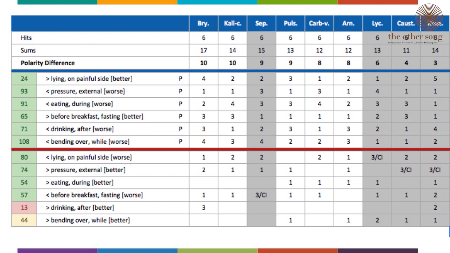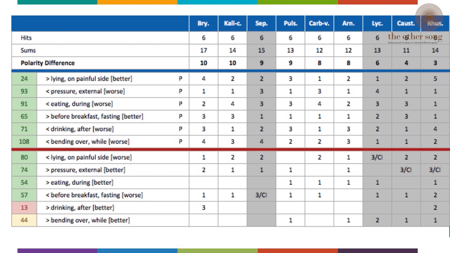On repertorization, we see Bryonia and Kali carb have the highest polarity difference, that is 10. What is polarity difference? We see there are rubrics and corresponding grades below the blue line, and the opposite rubrics, that is the polar rubrics, and the corresponding grades below the red line. Polarity difference is the addition of grades of the symptoms below the blue line minus the addition of the grades of polar symptoms below the red line.